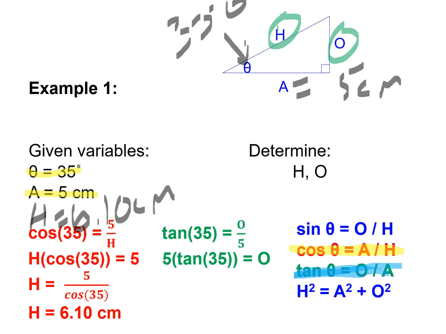Okay, so if we multiply by 5 on each side, we have 5 tangent of 35 equals O. So O is equal to 3.50. You could have also used the Pythagorean theorem. In fact, that's what I would have done if I needed to solve for O. I could have just inserted H and A into the Pythagorean theorem and solved for O that way.